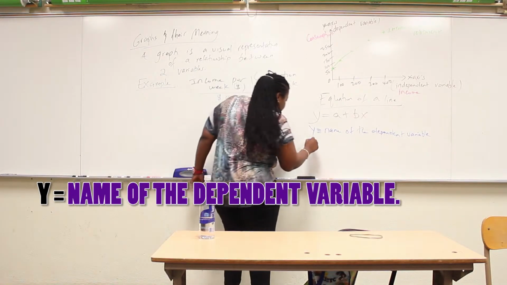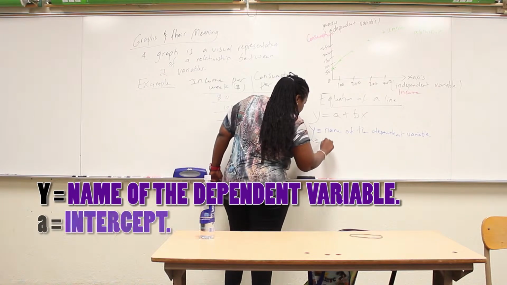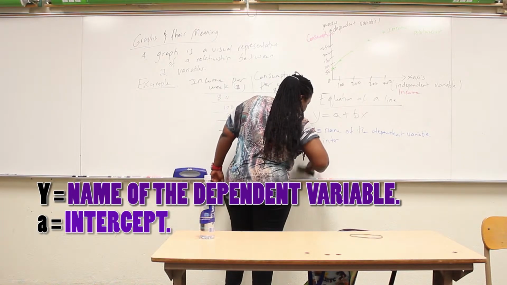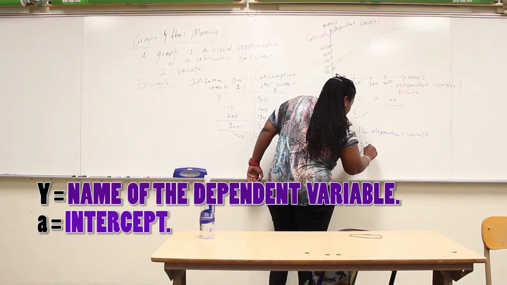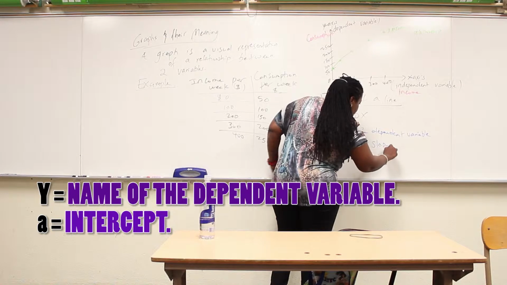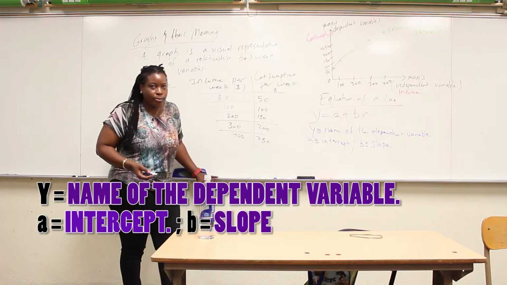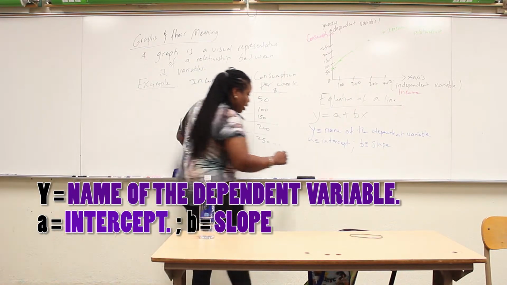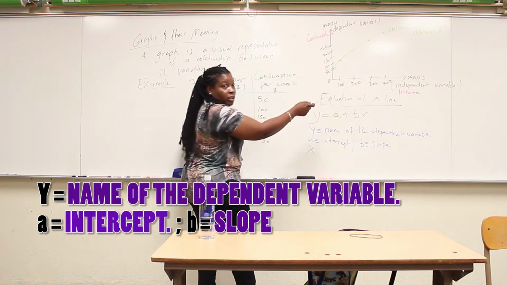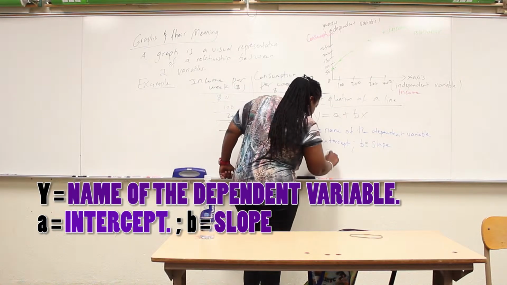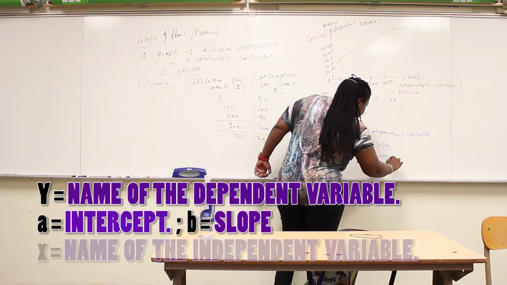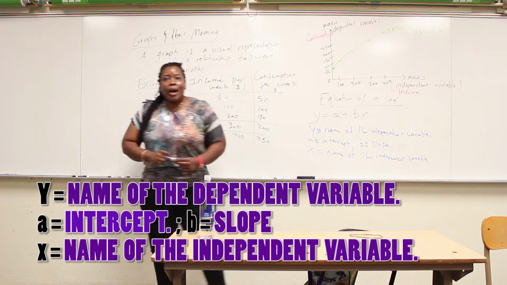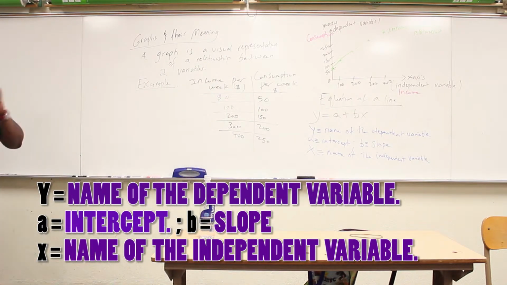The A is what we call the intercept. We'll talk about this in a minute. The B, this one you might not be so familiar with, but that's okay, we'll go through it. It's the slope. And the X, you can already guess what the X is. X, just like the X-axis, is the name of the independent variable. So Y is equal to A plus BX. There are all the players associated with that.